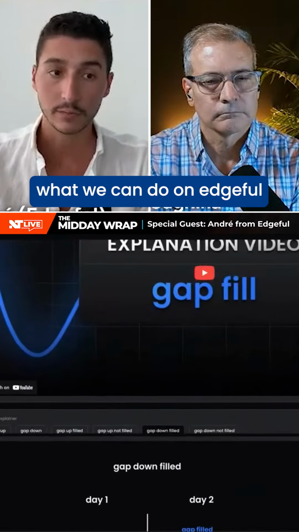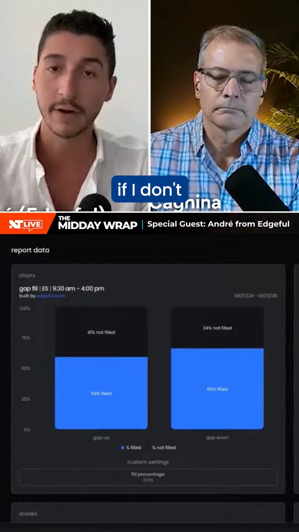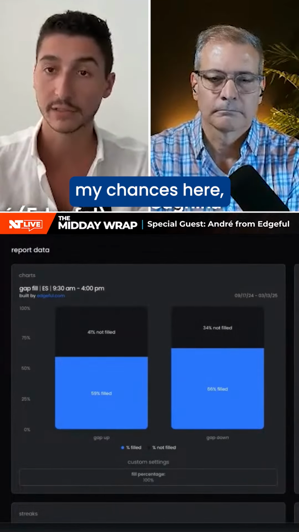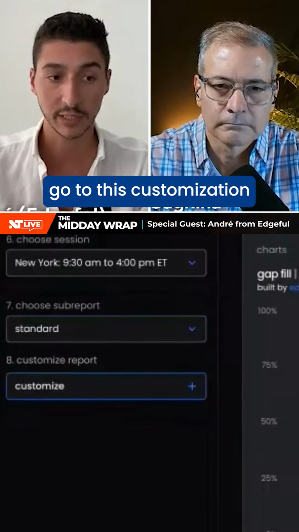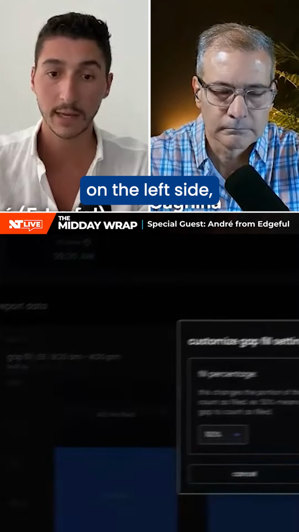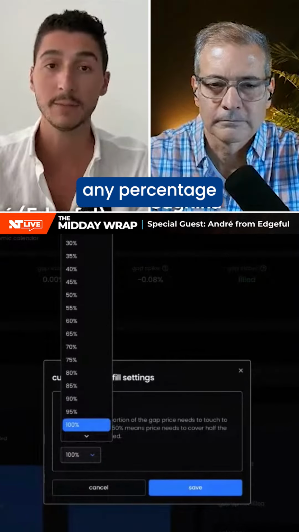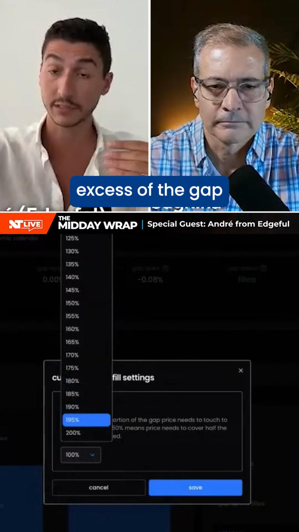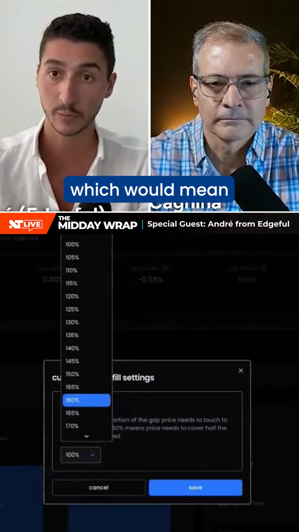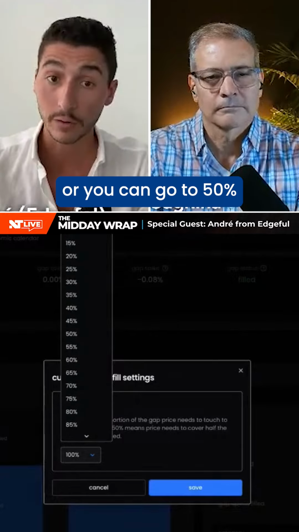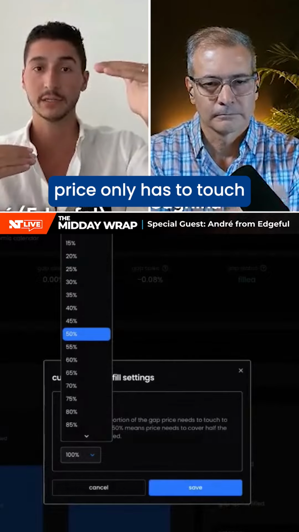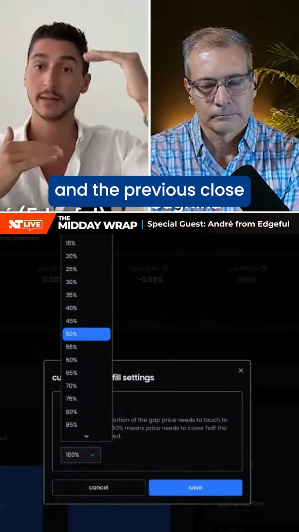What we can do on Edgeful is say, if I don't want to capture that entire move and I want to increase my chances here, what we can do is go to this customization, number 8 on the left side, and change this to be any percentage of the gap. So we actually recently added the ability to go in excess of the gap up to 200%, which would mean that price would have to go double, or you can go to 50%. So what this would mean is that price only has to touch halfway between the open and the previous close.